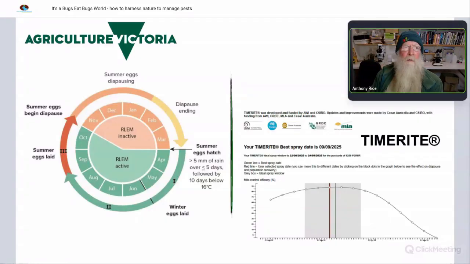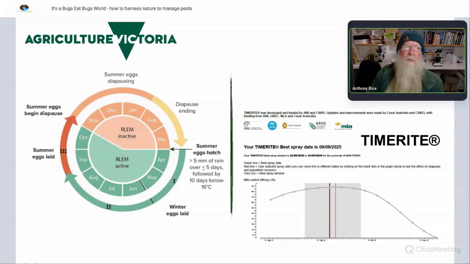And this diagram here, I don't think it's come up particularly well on the screens. This here is the life cycle of red-legged earth mite. In the green is the winter-spring cycle when the mites themselves are active. So once the summer ends, we'll just start here. You get 5 millimeters rain over less than 5 days, followed by 10 days below 16 degrees. The eggs hatch, they mate, they breed, and the winter eggs are laid. This is where the second generation comes in. So we end up with overlapping generations, 2 generations.